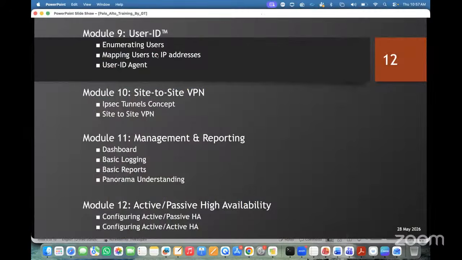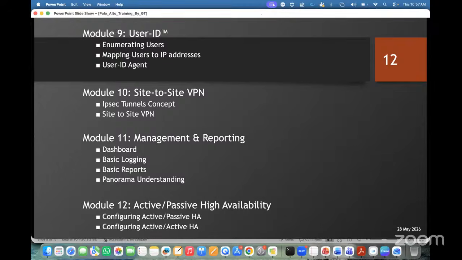So we'll discuss the user ID and all. Site-to-site VPN, client-to-site VPN, as mentioned. And then we have management and reporting, which means how to pull the report, how to get the logs, how to prepare the report, how you want to schedule the report. Let's suppose you want to schedule the report to an email address, how can it be possible, and how to deploy Panorama. In Panorama deployment, we will understand the pre-rule configuration and post-rule configuration, step by step.